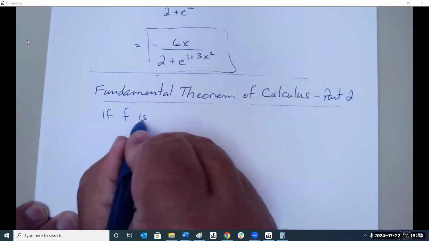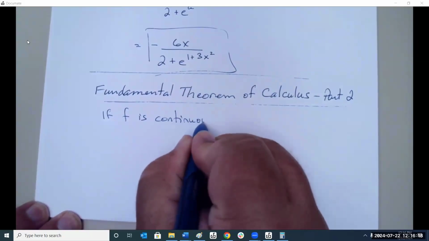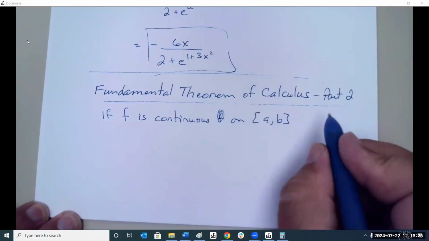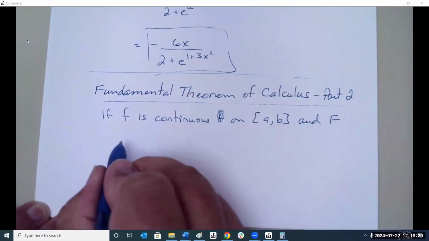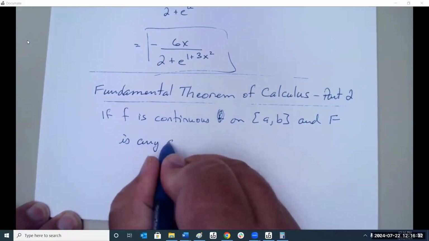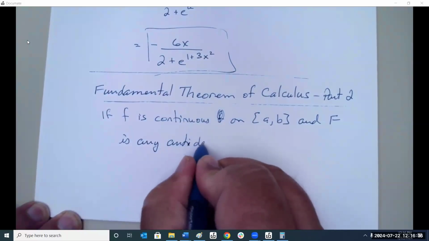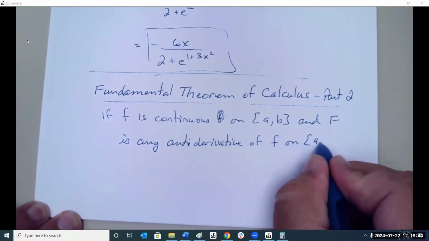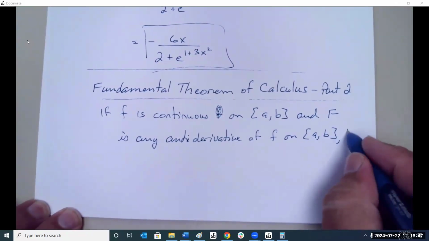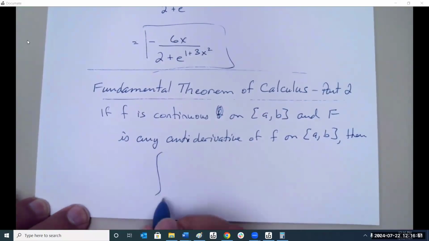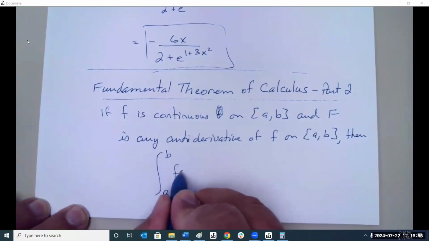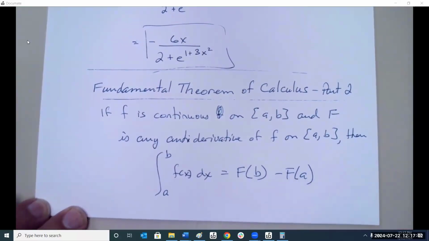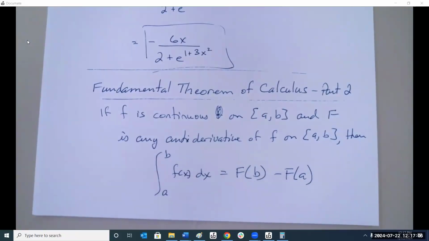If f is a continuous function, is continuous on our closed interval, and capital F is any antiderivative of f on that closed interval, then the integral from a to b of f of x dx is simply F of b minus F of a. This is the one we're going to be using mostly in this course.